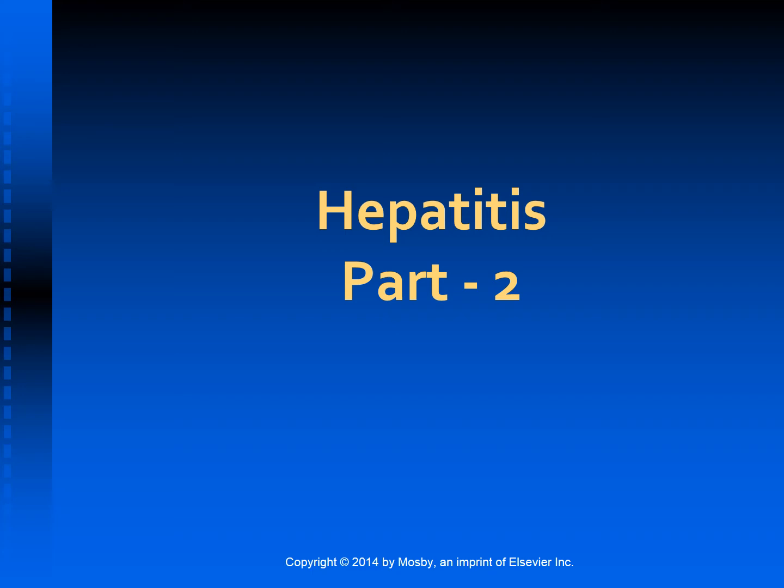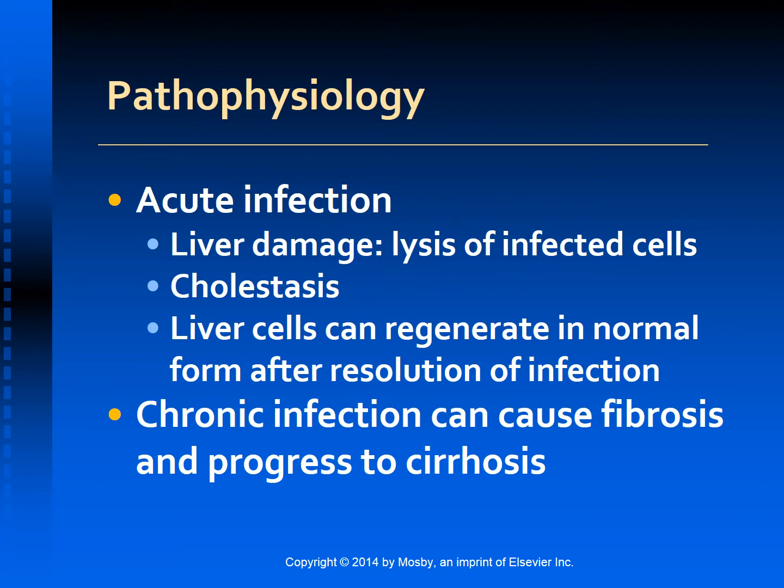So to continue on the topic of hepatitis, the pathophysiology. During an acute viral hepatitis infection, liver damage is mediated by the cytotoxic cytokines and natural killer cells from the body's immunity that cause lysis of infected hepatocytes. Inflammation can interrupt bile flow or cholestasis.